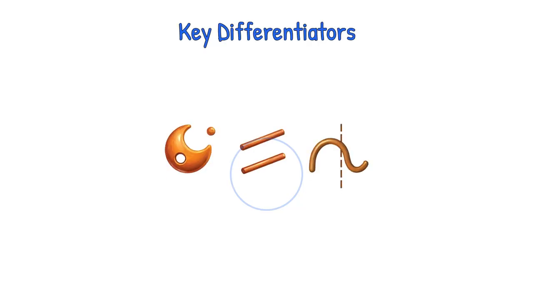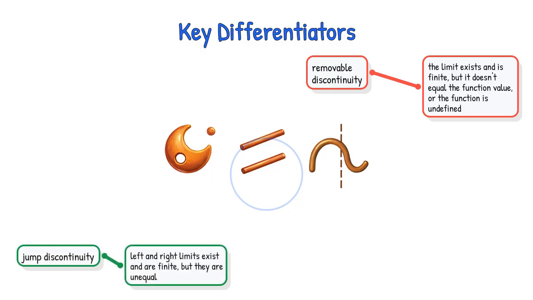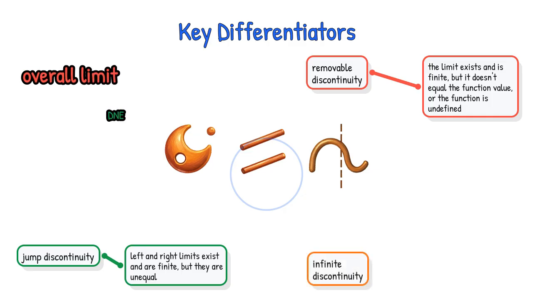To summarize the key differentiators, for a removable discontinuity, the limit exists and is finite, but it doesn't equal the function value, or the function is undefined at that point. For a jump discontinuity, the left and right limits exist and are finite, but they are unequal, so the overall limit does not exist. For an infinite discontinuity, at least one one-sided limit is infinite, so the overall limit does not exist.